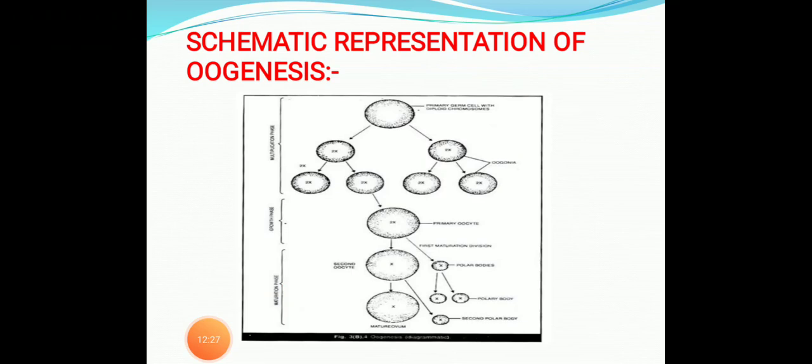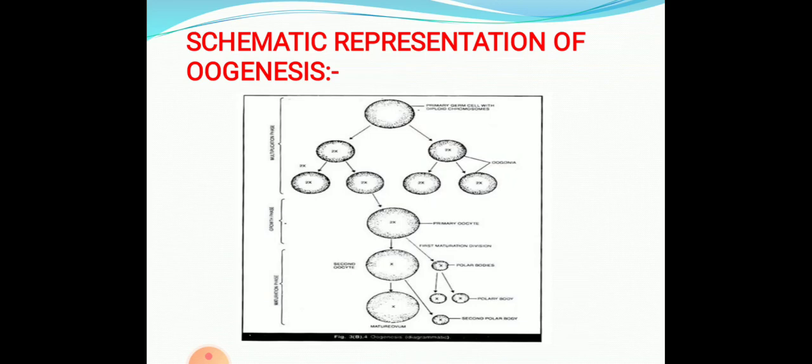Do you have any doubts or not? No doubts? Can I ask how many phases are seen in the oogenesis process? Three, very good. Which are those? The phase of multiplication, then the phase of growth, and the phase of maturation. So these three phases we can see in the oogenesis process.